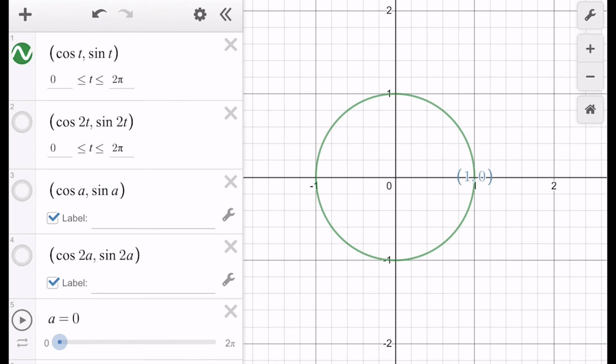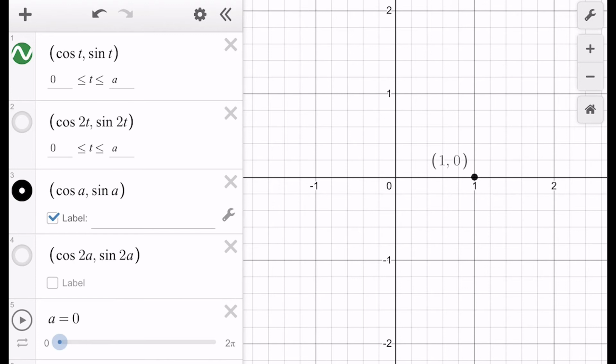All right, so we have here the graph of the first set of parametric equations, cosine, sine. And of course, if we turn on the second one, we're going to see we get the same unit circle. So just overlaps it. All right, so now we're going to see a really cool feature of Desmos because we've changed the endpoint from 2 pi to a, and then Desmos added a slider for a, which is currently set to 0.